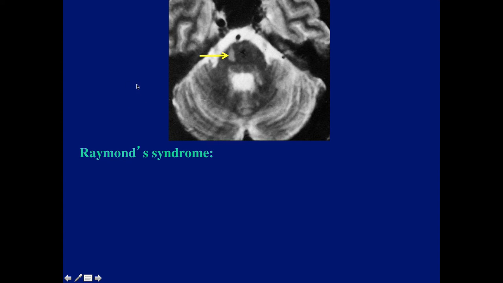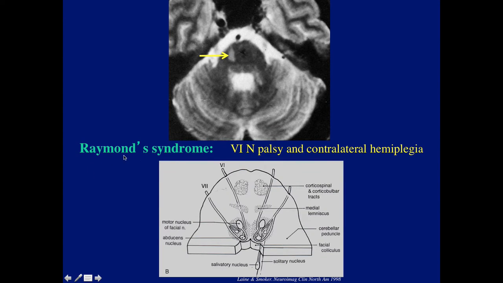And that brings up a similar situation. Anybody know what Raymond syndrome is? A very unusual condition, but a similar situation. Raymond syndrome consists of a 6th nerve palsy and contralateral hemiplegia. Again, here's a stroke involving the corticospinal tract. This is on the right side, so this patient would have had a left hemiplegia and a right 6th nerve syndrome. Again, notice the close proximity of the 6th nerve to the corticospinal tract. So that's what Raymond syndrome consists of: 6th nerve palsy and contralateral hemiplegia.